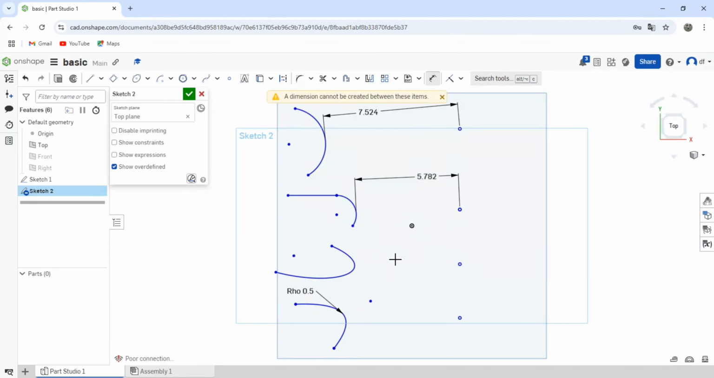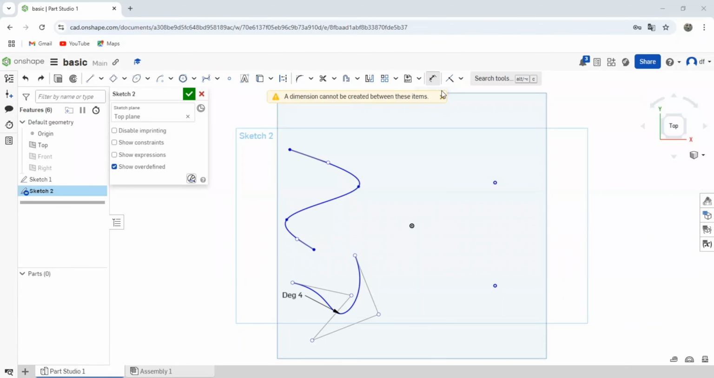The distance between the point and the conic. The distance between a point and a spline. The distance between a point and a Bezier curve.